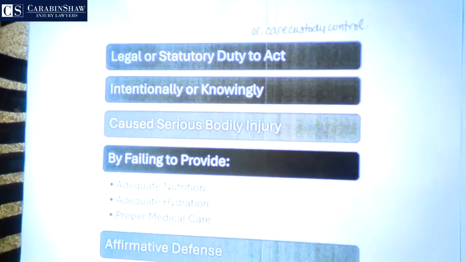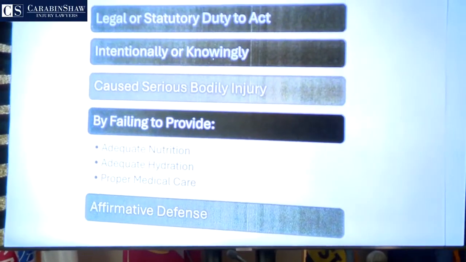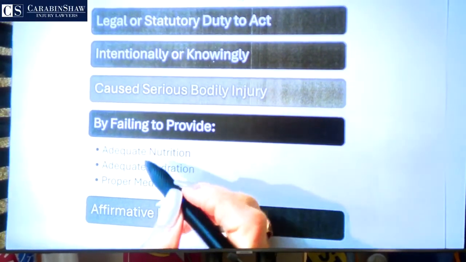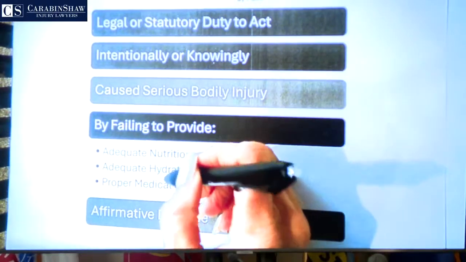All right, so you and I have discussed showing you what, as a demonstrative, is Defendant's Exhibit 56. Brandon is standing accused of having a legal or statutory duty to act, whether he was a parent or had care, custody, control of the child. But he had a legal duty or statutory duty to act, where he intentionally or knowingly caused serious bodily injury by failing to do one of those three things: adequate nutrition, adequate hydration, and proper medical care. Would you agree with me that this is what we're focused on in regards to your testimony?